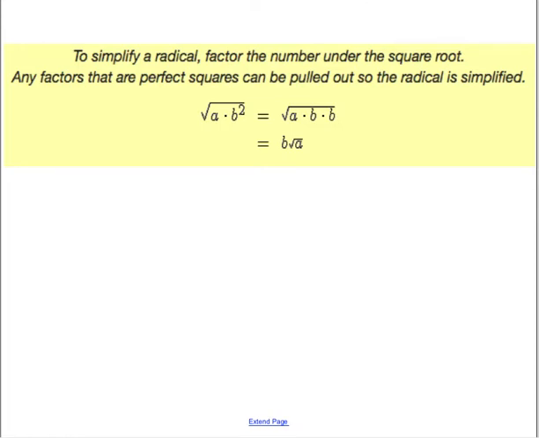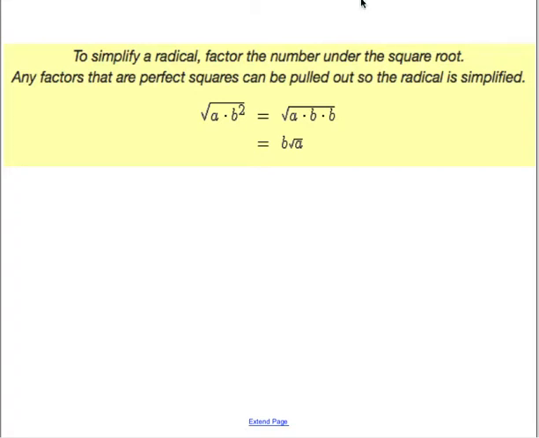Hey guys, we're going to talk about some different types of square root problems besides simplifying the following square root. But basically, just a quick review. In order to simplify a radical, we factor the number under the square root. We're going to look for the largest perfect square that can be pulled out of that radical.